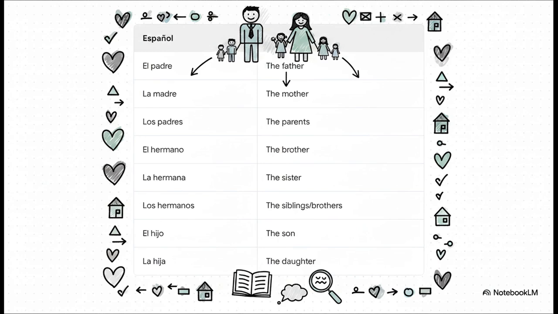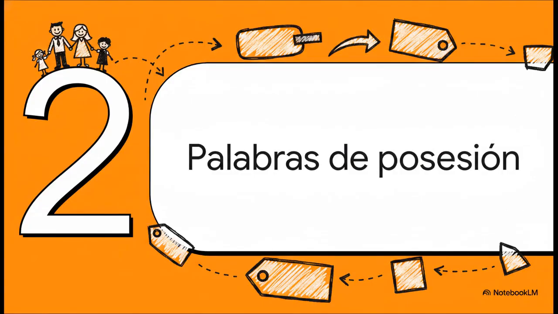Okay, so here's our basic toolkit. This is the must-know vocabulary for family members, and it's all straight from the standard A1 Spanish curriculum. These are the words you just gotta know, so let's have a quick look. Perfect! Now that we know the names for the family members, let's get to the second part of the puzzle.